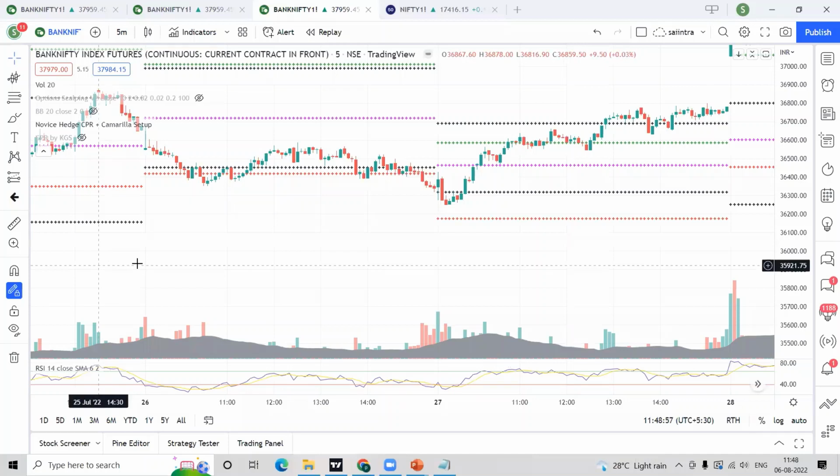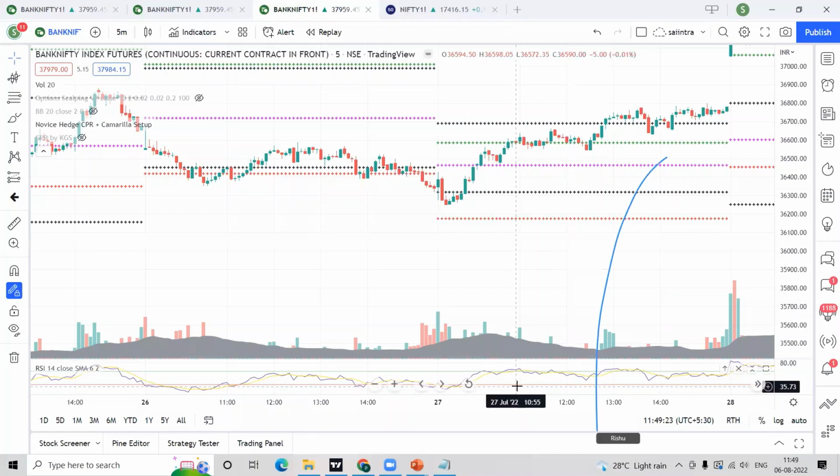Actually, it is an indicator. For CPR, we have a CPR indicator. Novice Hedge is an English YouTube channel, and I'm using his Novice Hedge indicator. For auto trading, QuantMan plans start from 1,000 rupees monthly charges. You can put 4 different types of strategies.